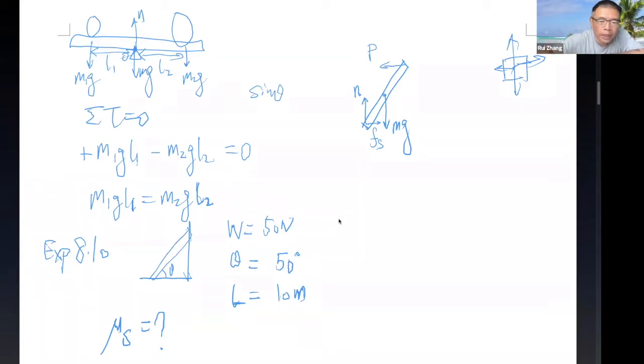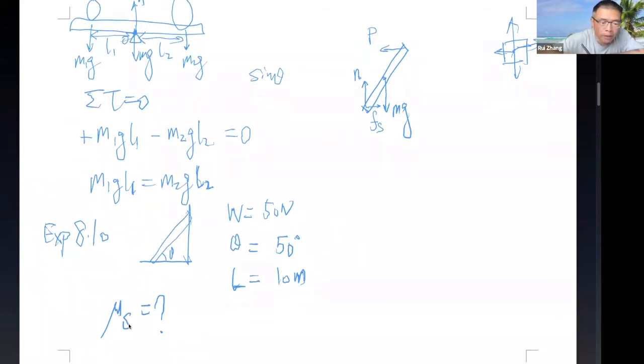Now, what does mu s have to do here? It turns out that because it's a marginal case, if you move just a little bit further, the ladder is going to slide. That means your friction has reached the maximum value. As we know, the maximum static friction equals mu s times N. So you need this formula here, because you're reaching the maximum static friction. Otherwise, you wouldn't say that when you slide a little more, the ladder is going to slide off. That's why you have mu s here, and this is something we want to figure out, right?